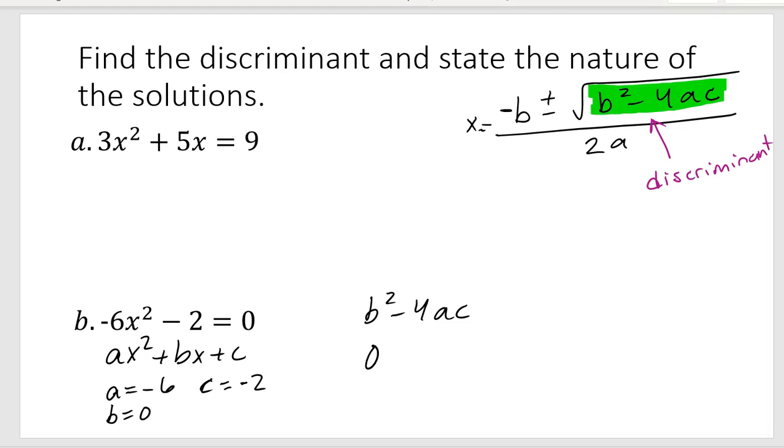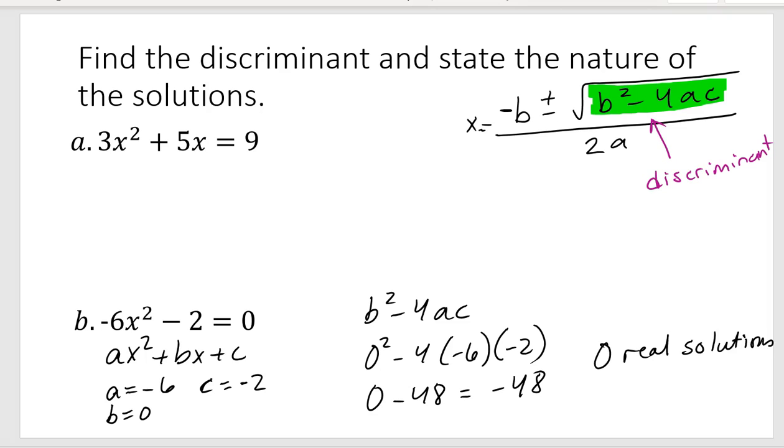So B is 0, A is negative 6, and C is negative 2. So we end up with negative 48. This means we're going to have no real roots, and we're going to have 2 complex roots.